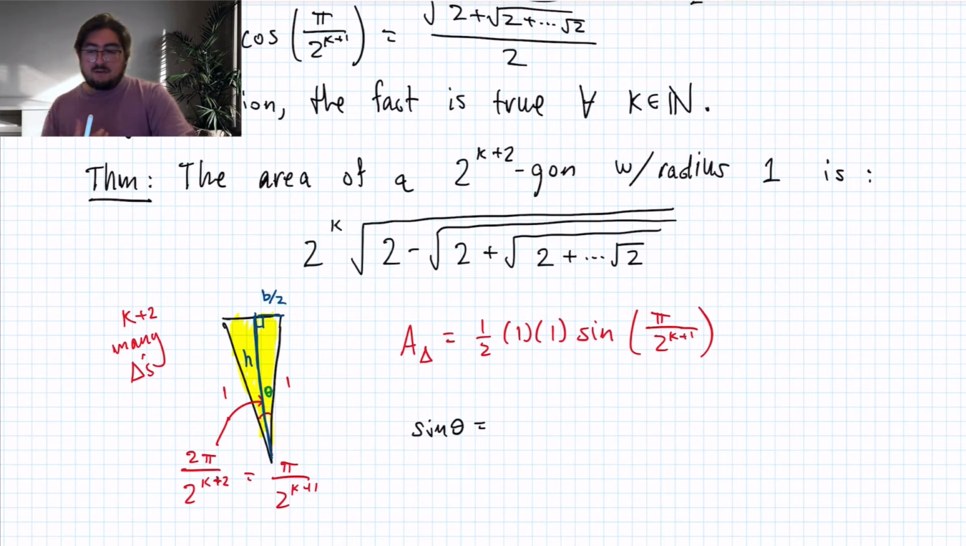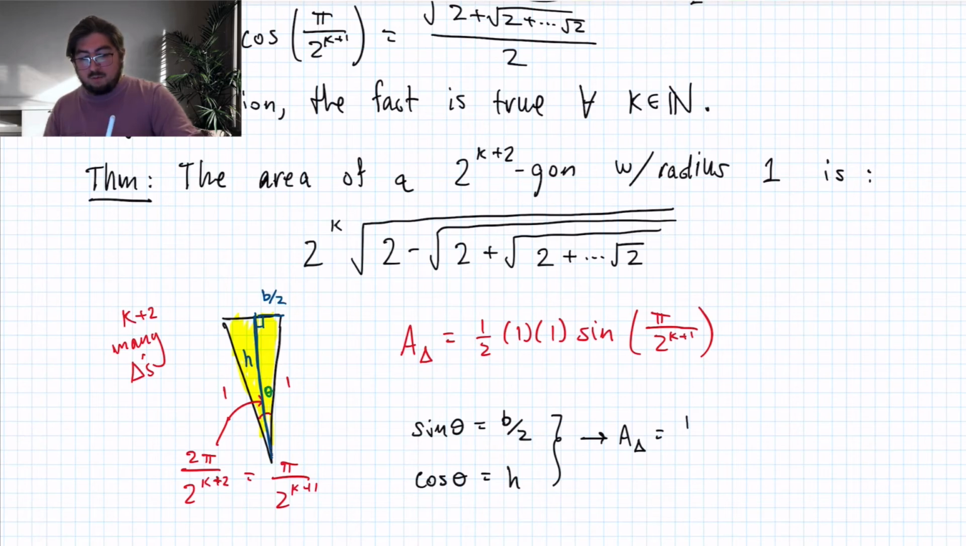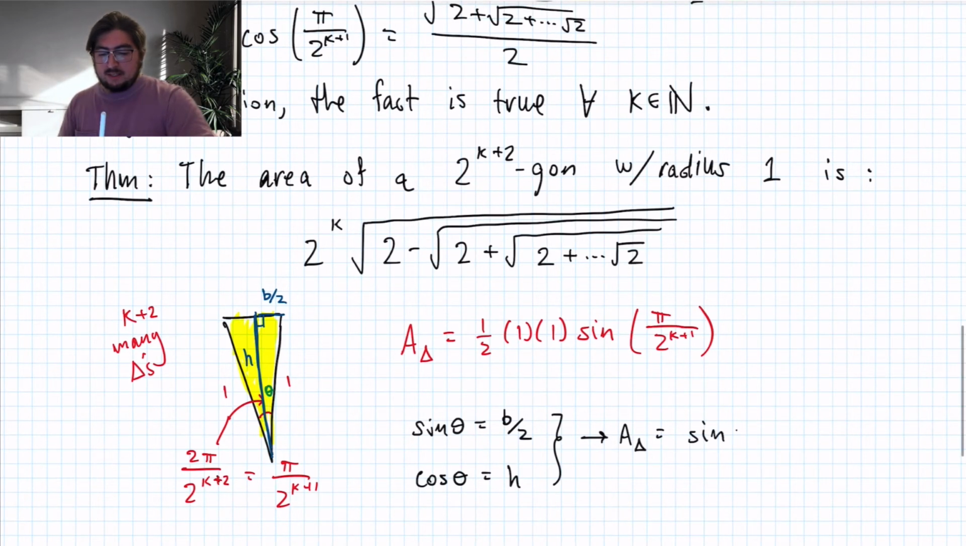Well, sine of theta is opposite over hypotenuse, so it's going to be b over 2 over 1, which is just b over 2. And cosine of theta is the adjacent side over the hypotenuse 1, which is h over 1, which is just h. So altogether, the area of the triangle is 1/2 base times height. But in fact, half of the base is already b over 2. So this is in fact just sine theta, cosine theta. Really cool.